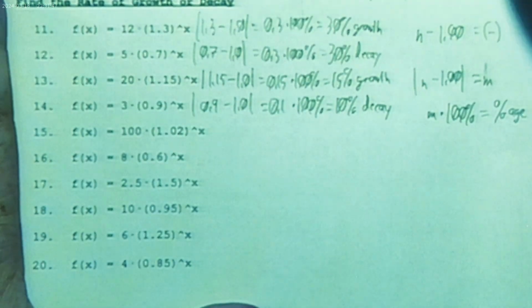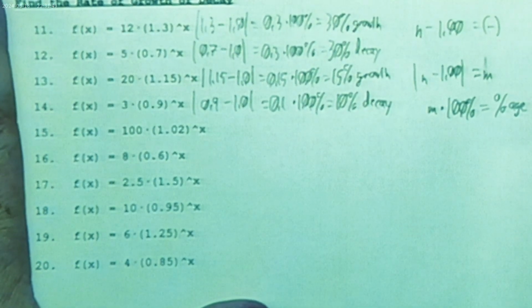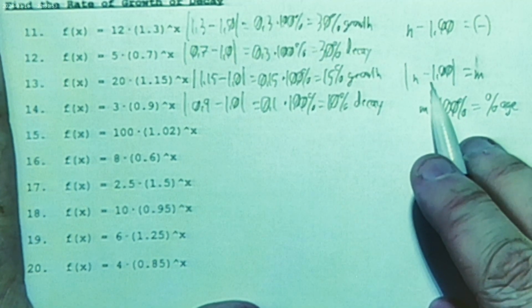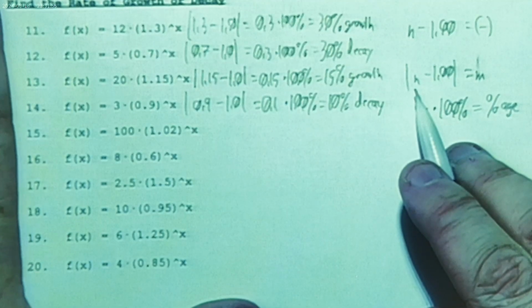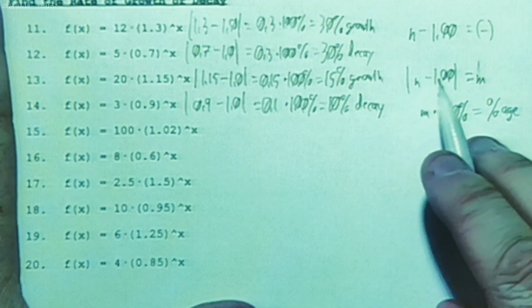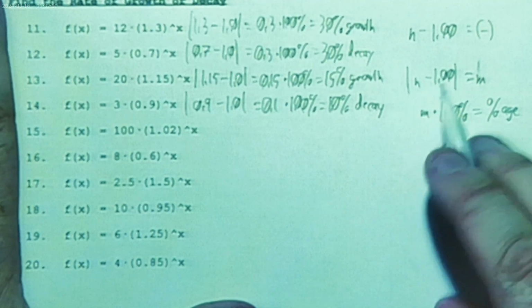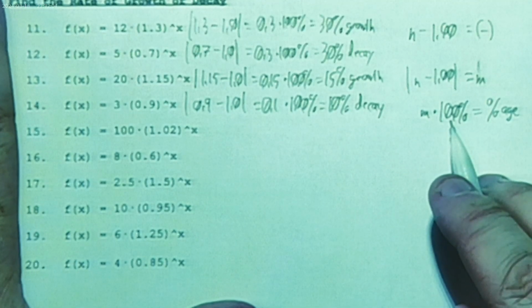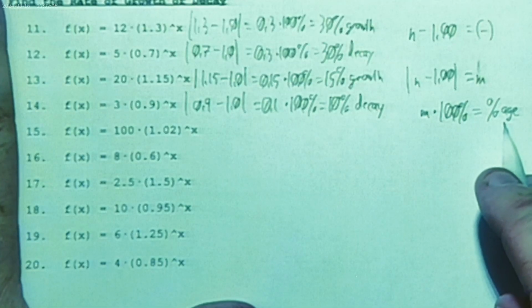Oh, I'm going to be getting pretty good at this. And again, it's all just using this two-step formula. Whatever is inside the parentheses, subtract 1 and take the absolute value, that'll give you M. Whatever M is, multiply it by 100%, and that gives you your percentage for an answer. So let's keep the good times rolling.